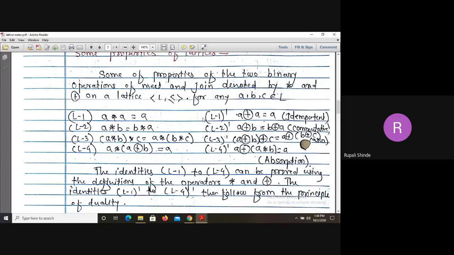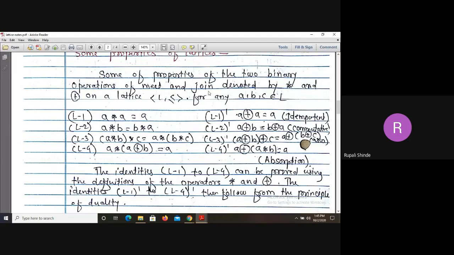So here we have taken four properties of lattices. The first property is the idempotent property. Now what does the idempotent property mean? Again we have to write those properties with respect to the join operation and the meet operation. So first we have taken the meet operation: A ∧ A is equal to A. So this statement we have written for the meet operation. Likewise we have to write it for the join operation.